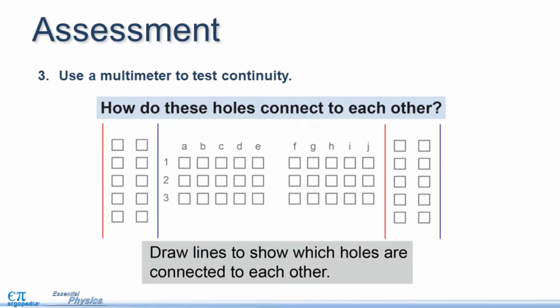Number 3. Use a multimeter to test continuity. How do these holes connect to each other? Draw lines to show which holes are connected to each other. Reproduce this drawing in your notebook and draw the lines to show which holes are connected to each other. Pause the video at this time.